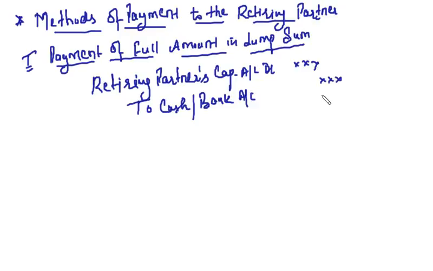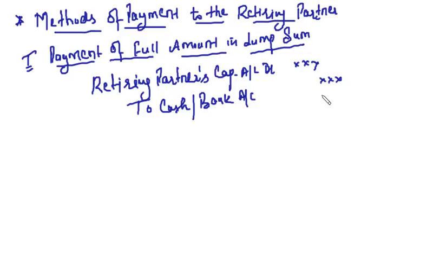Clear, friends? So whatever the amount that we have identified in the partner's capital accounts, we are paying that full amount to the retiring partner. So directly we will say retiring partner's capital account to cash or bank account. We are not transferring the amount to the loan account. We are capable of paying. The continuing partners decide that we will pay off whatever the amount that is due to the retiring partner, and they are paying it off. Clear? So directly the journal entry will be retiring partner's capital account debit to cash or bank account.